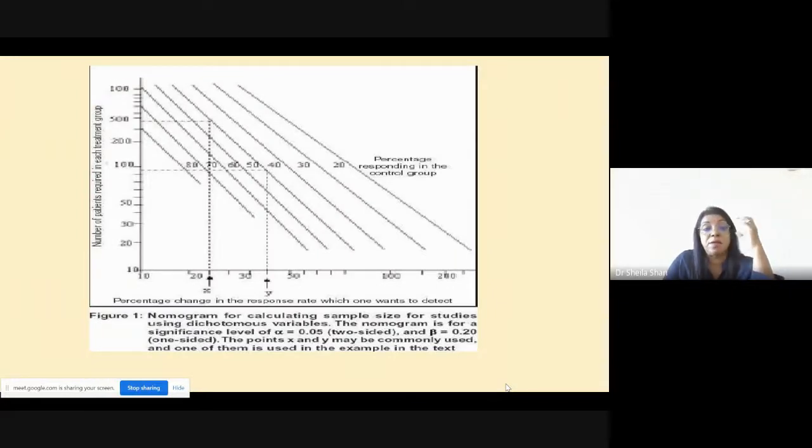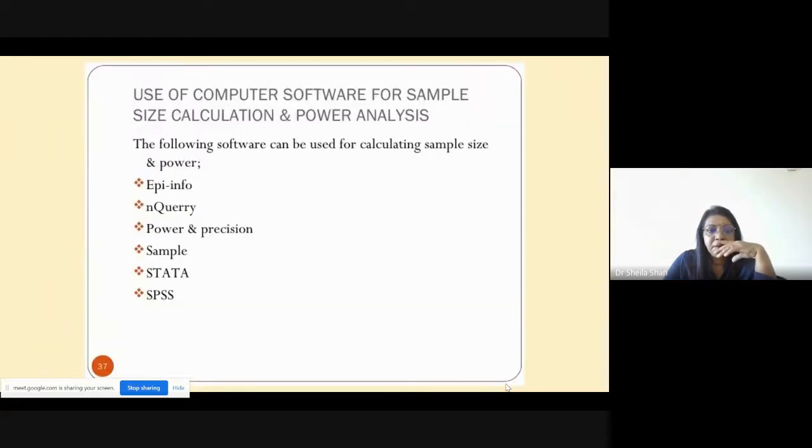Sample size from the study, number of patients required in each treatment. You can also look at this. Use of computer software for sample size calculation. These are the software available. Even SPSS can calculate the sample size for you, and the power analysis, which I will be discussing later on SPSS. So you can look into that.